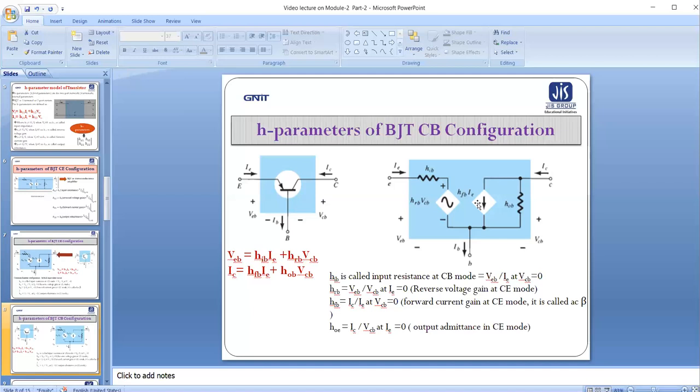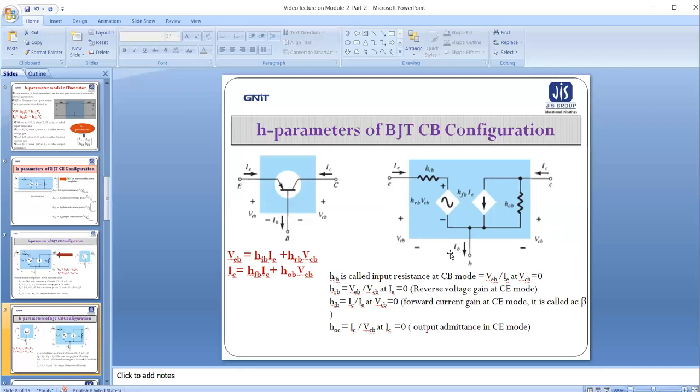There is a resistance in parallel with the current source, and the resistance value will be 1 by HOB, because HOB is the output admittance. As it is a common base mode, it is HOB. Therefore, the resistance value will be 1 by HOB. The output voltage will be VCB.